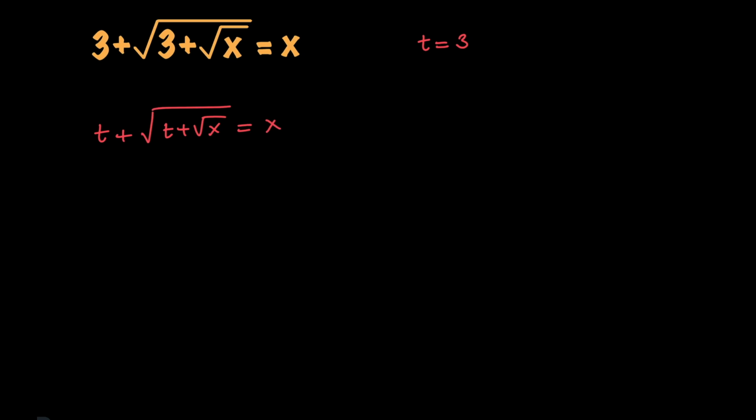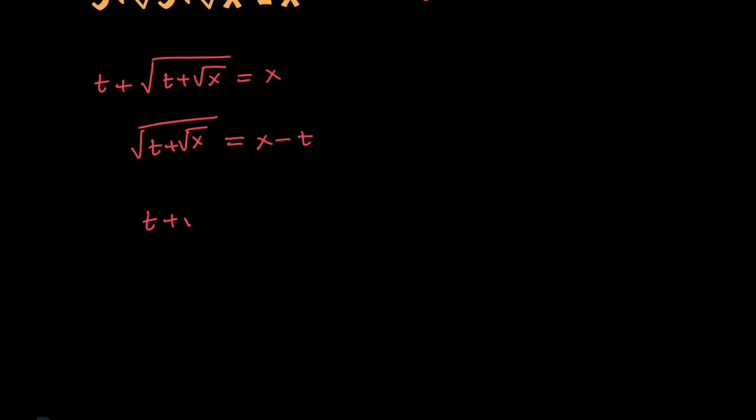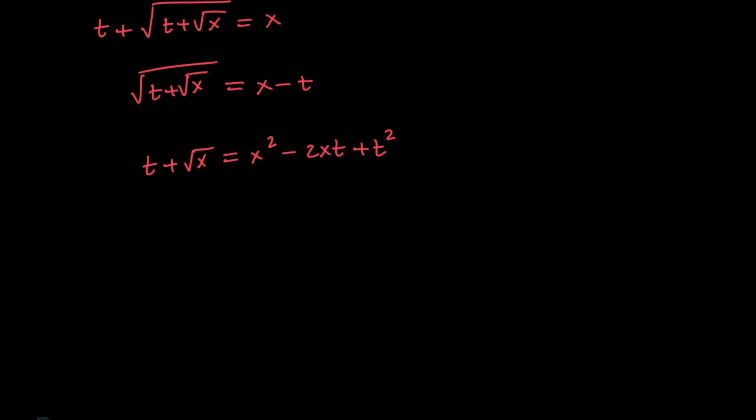Next, let's subtract t from both sides to get the square root of t plus root x equals x minus t. Next, let's square both sides to get rid of the square root on the left-hand side. So we will have t plus root x equals x squared minus 2x times t plus t squared. Next, let's move everything to the same side. So I can say that we have t squared minus 2xt minus t plus x squared minus the square root of x equals 0.